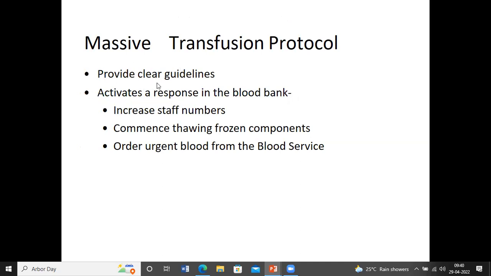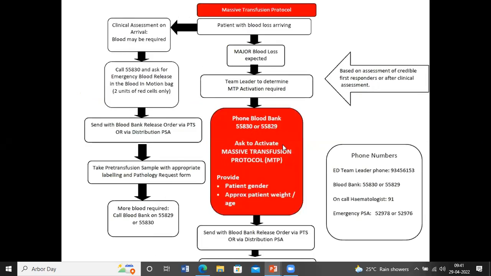So the protocol is to provide a clear guideline, and once this protocol is activated, the blood bank will have more number of staff commencing thawing of the frozen plasmas or the components and ordering urgent blood from blood services. So this is a small example of an MTP. Once the patient is received with a huge hemorrhage or huge blood loss, the MTP protocol is activated. So what happens is the team leader is going to call the blood bank and activate the MTP. And this leader is going to give all the details of the patient, approximate weight, age, etc.